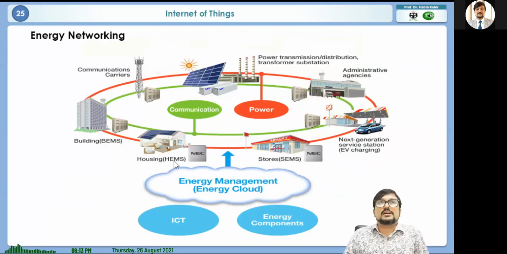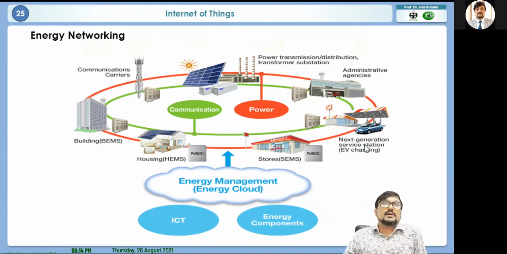Next, it is a similar kind of thing, but I put another figure. So buildings, BMS are there. Then communication carriers, meaning telecommunication. Then PV modules are there. Power systems are there. Then we have the administration agency. Next generation charging. Then storage. NEC is the company, housing. I took it from NEC. Then we need the energy cloud. Then we need the ICT and energy components. These are the things.